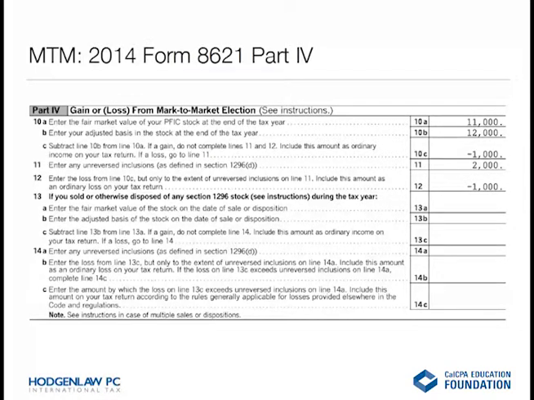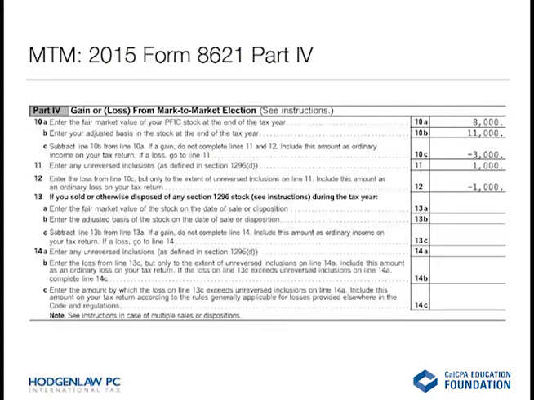And here on line 11, this is where you put the amount of unreversed inclusions. We had 2,000 unreversed inclusions, and so on line 12, this is where you show the loss that's going to be taken as an ordinary loss on the tax return. This is a $1,000 loss. 2015, again, pretty much the same thing as the prior year. 8,000 market value, 11,000 basis, 3,000 loss, $1,000 of unreversed inclusions, so you get a $1,000 loss.